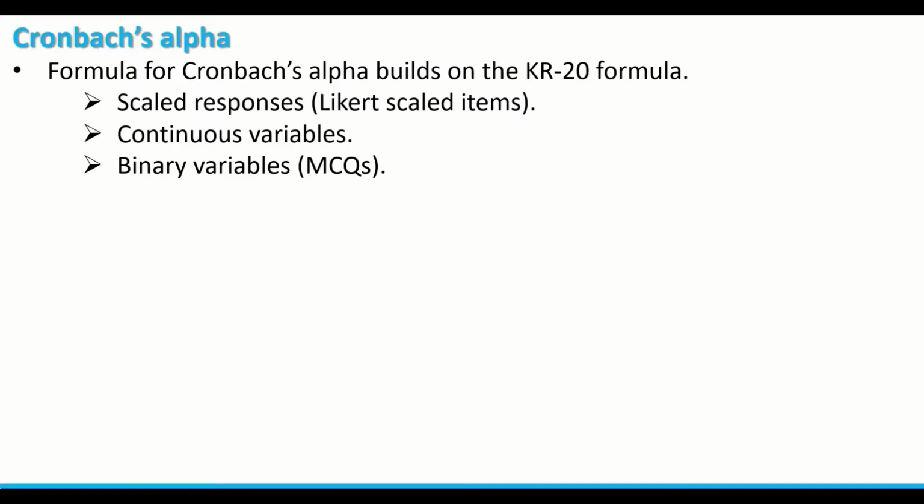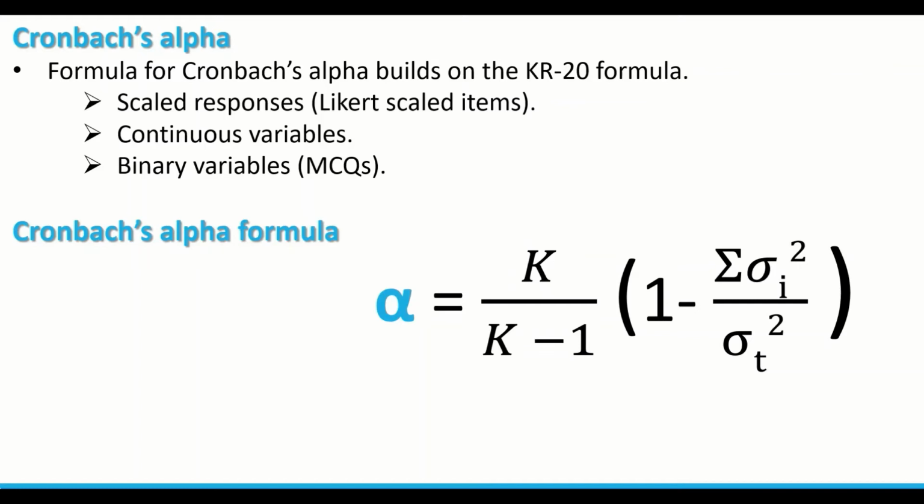So it is suitable to be used for binary variables such as multiple choice questions or a dichotomous variable that has two options, yes or no. The formula for Cronbach's alpha as given here is equal to k divided by k minus 1, multiplied by the bracket 1 minus the sum of the variance for the items in the upper part, divided by the variance for the total score in the lower part.